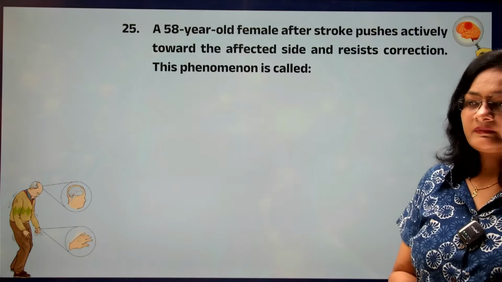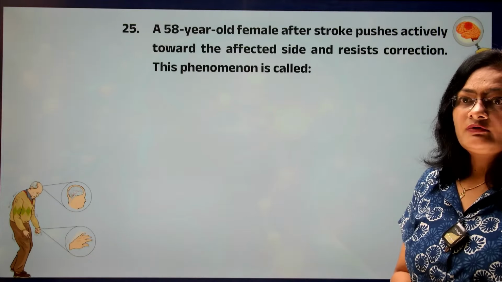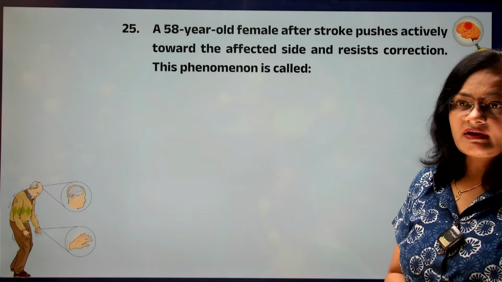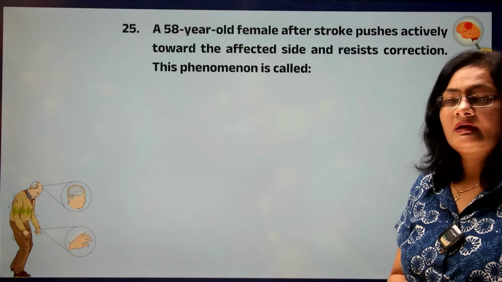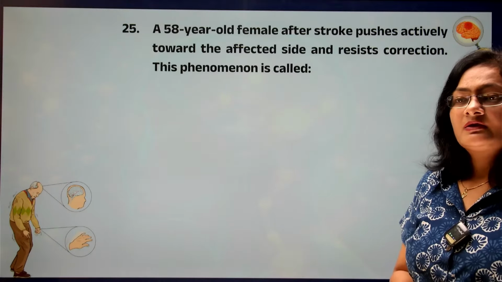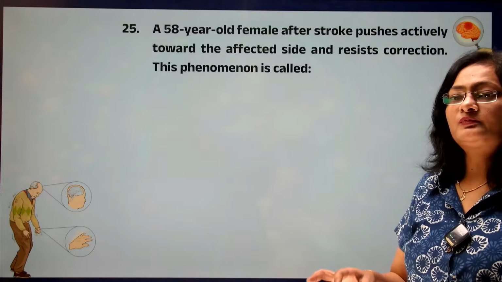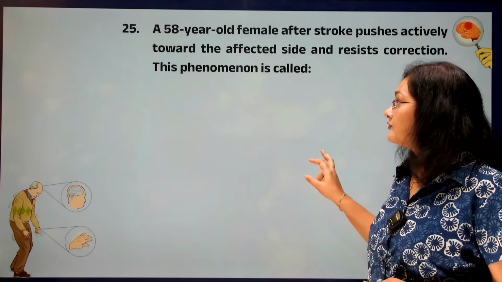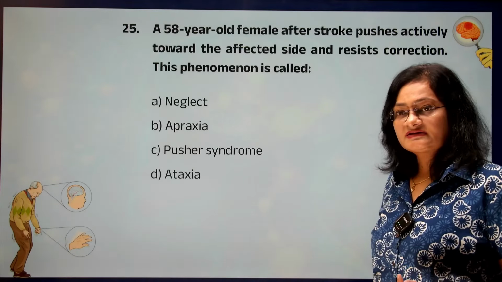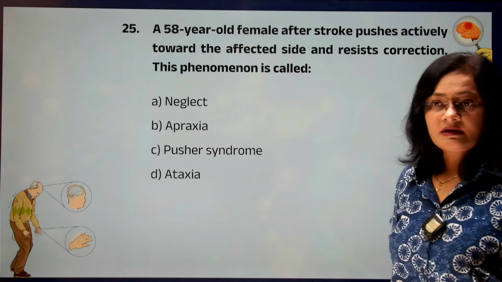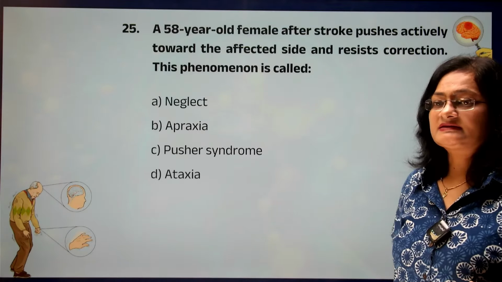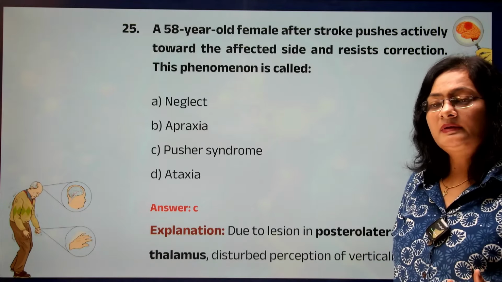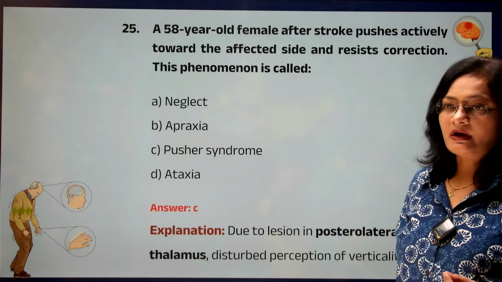Next question is, a 58-year-old female after stroke pushes actively towards the affected side and resists the correction. This phenomenon is called... So here some features of the pusher syndrome are mentioned, and the patient is also resistant to correction. So whether it is neglect, apraxia, pusher syndrome or ataxia, our answer will be simple: it is pusher syndrome. Pusher syndrome will be produced due to affection of the posterolateral part of the thalamus.